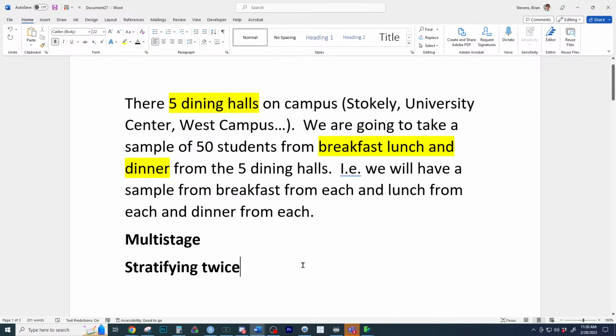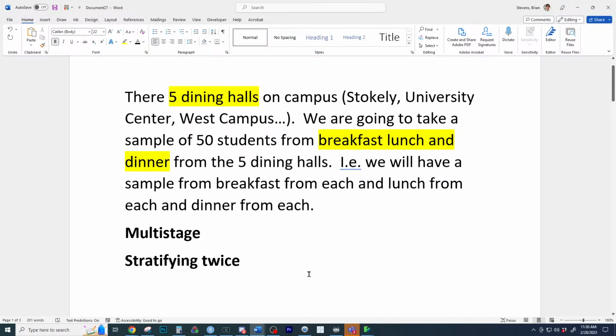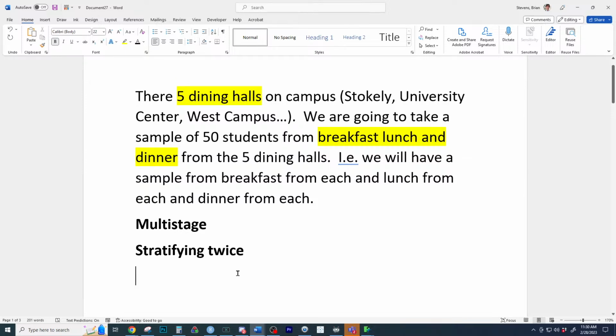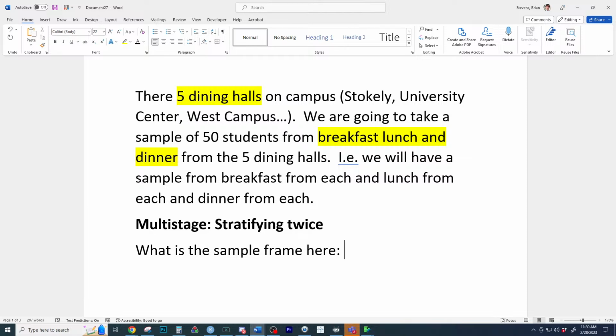This here is the best way, and you could probably summarize it this way. So this is a multi-stage stratification twice. This is a really good sampling method. So what is the sample frame here? Just think about what you'd have to say, and then there's probably a good way of summarizing it. We're saying there are 5 dining halls. If there's a 6, or if there's 4, I'm sorry, in my example, I'm pretending UT has 5 dining halls. And we've got breakfast, lunch, and dinner. So think about what you're basically having as a sample frame right here and why this is so good.